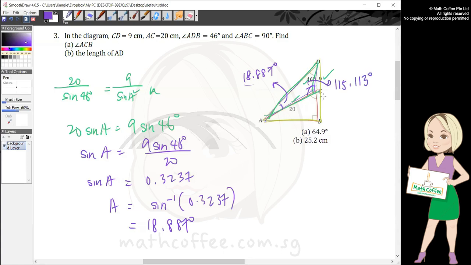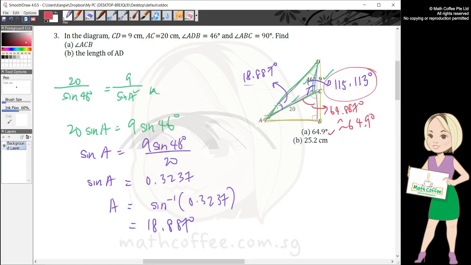They asked me to find ACB. So I can simply take 180 minus this, and I get over here 64.887. Round off to 1 dp, 64.9. And that is the answer for part A.